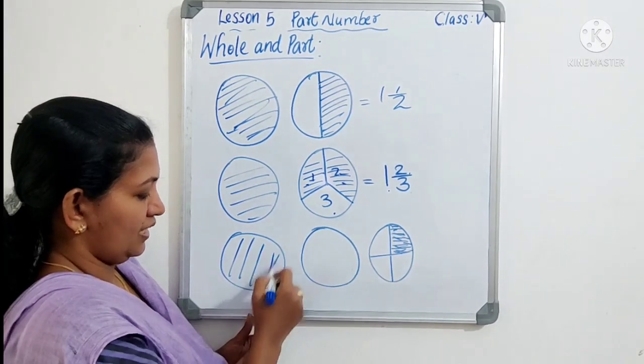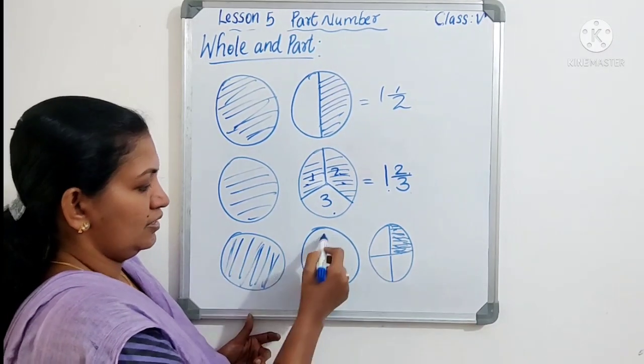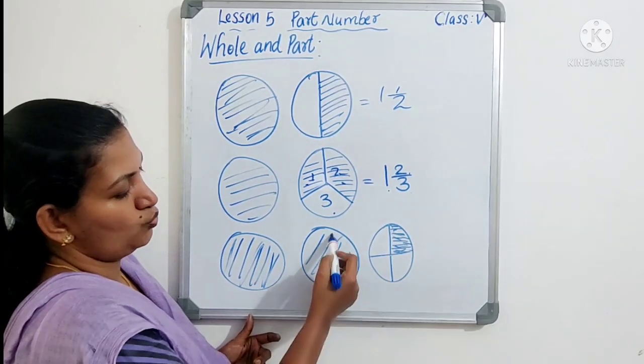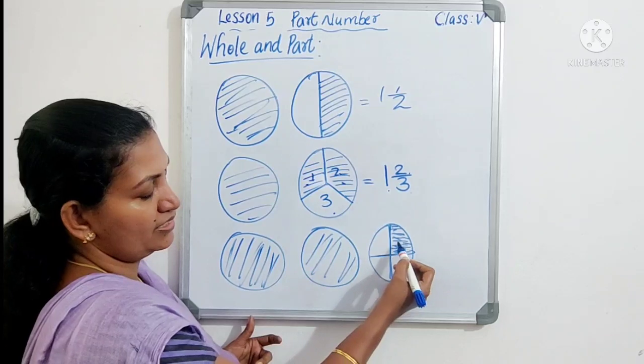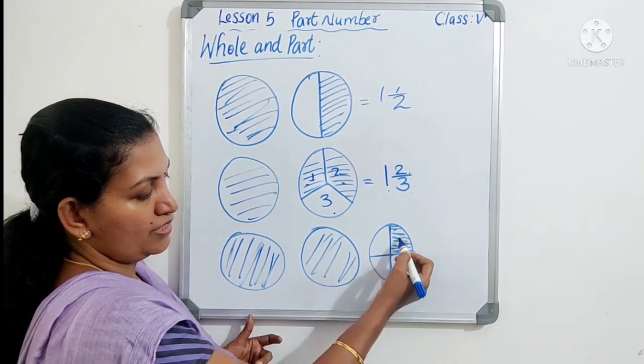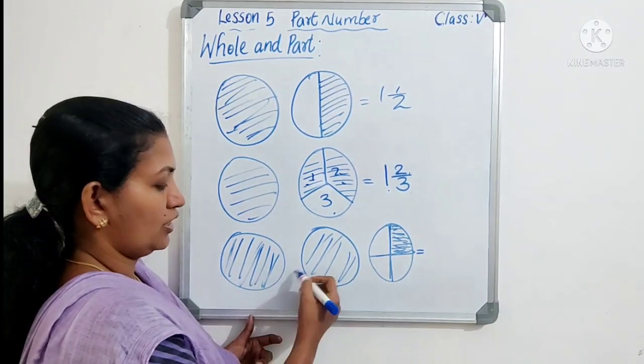2 whole circles are there. 2 whole part, and this is how much? Quarter. See, a circle divided into 4 equal parts, then 1 part is shaded. So total 2 whole parts.